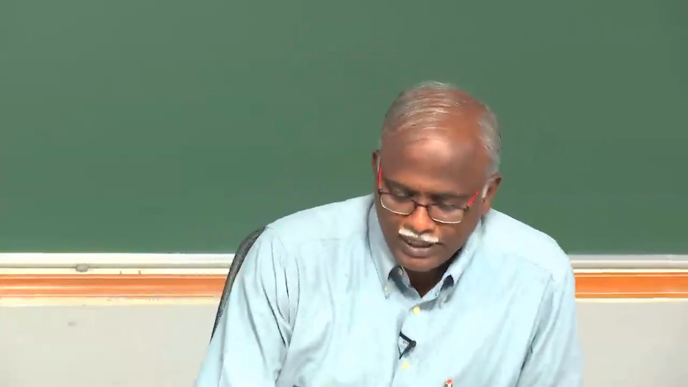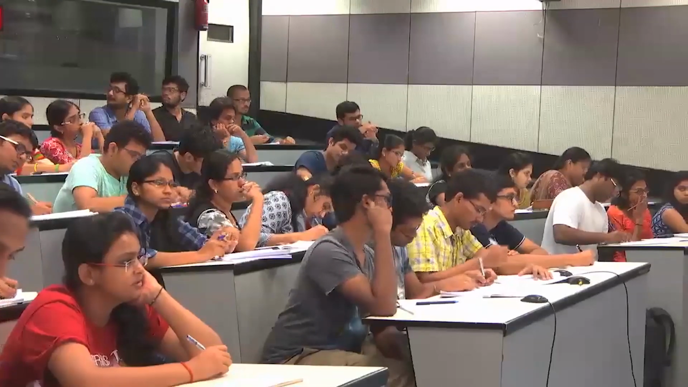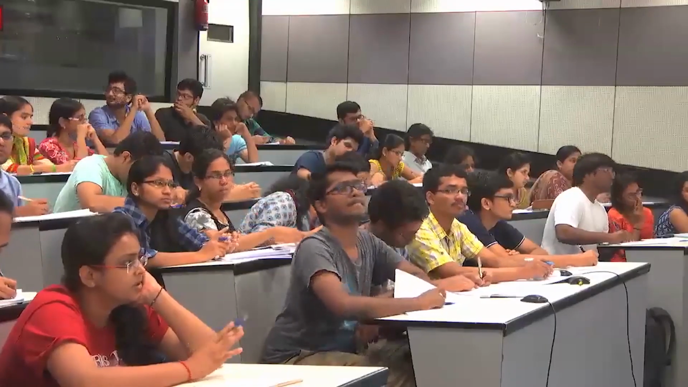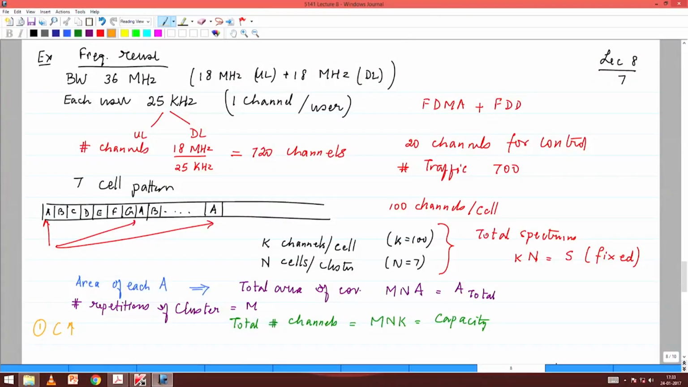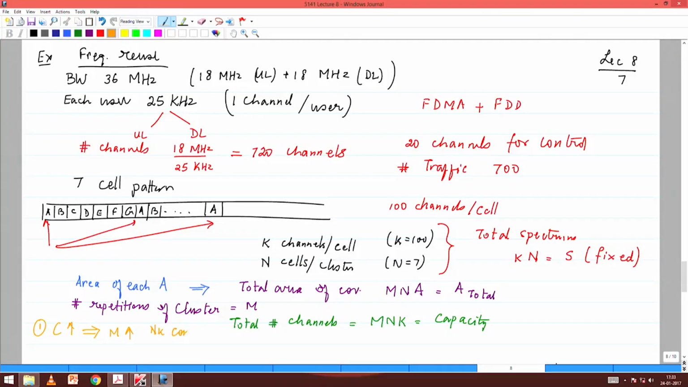So here comes the application part. The first question, as always, is: I want to increase capacity. I want to increase the number of channels. What do I do? Capacity depends on M and K, and K times N is a fixed quantity. I cannot ask for more spectrum, so the only option I have is to increase M. If I increase K or N, that means I am going to ask for more spectrum. So keep in mind that NK is a constant.